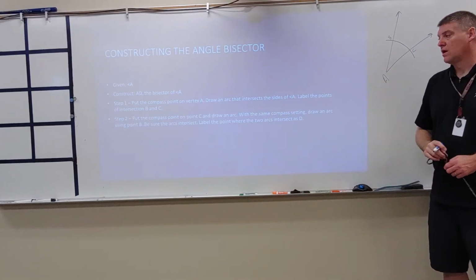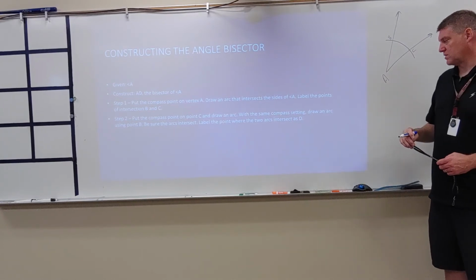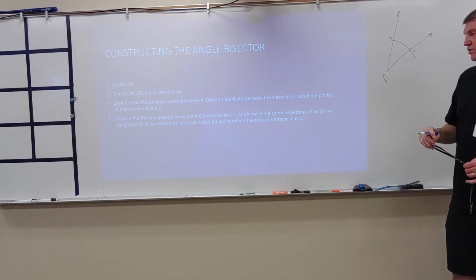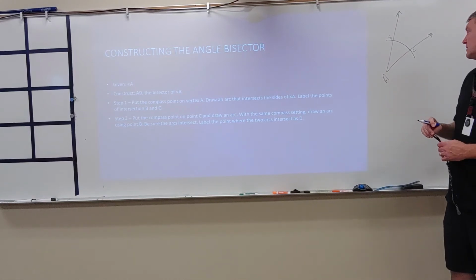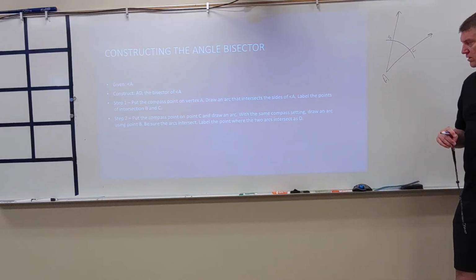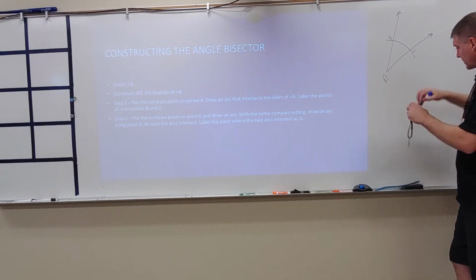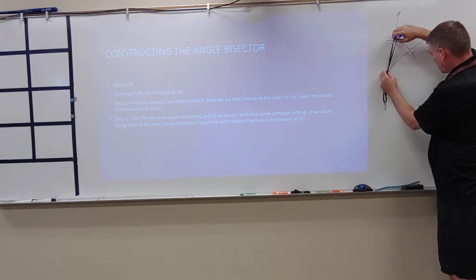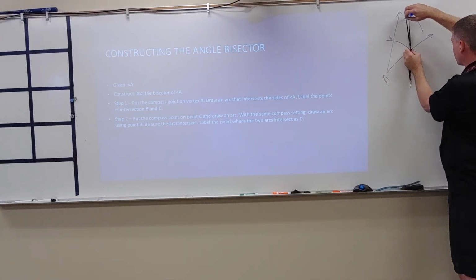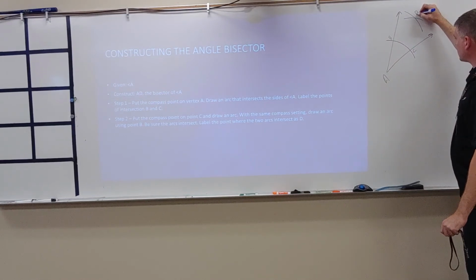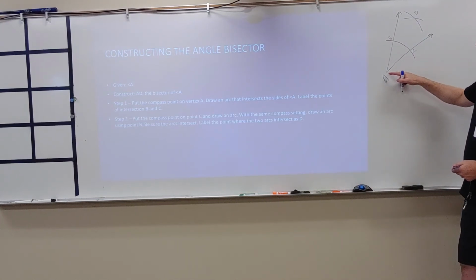Now we're going to put the compass point on C and draw an arc with the same compass setting. Draw an arc using B. Be sure that the arcs intersect and label the point D. You can keep the exact same setting here. So we're going to come up here, create an arc up here and an arc here so that they intersect. This is going to be D. Now we're going to connect A to D.